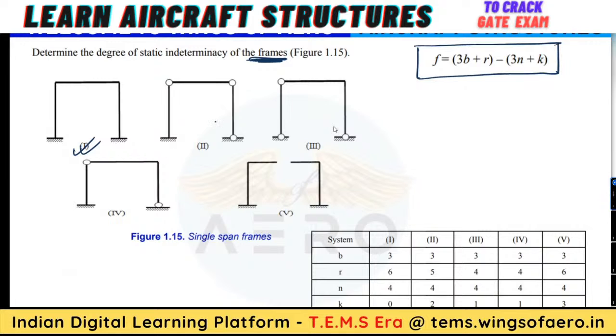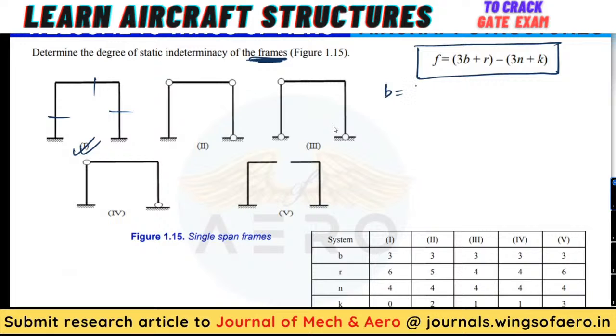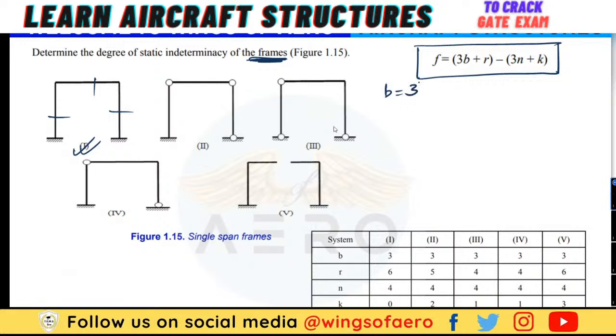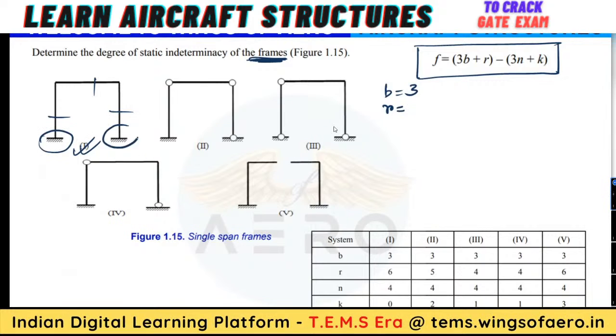Okay. Now what is the number of B for the first one? 1, 2, 3. 3, you have the 3 bars or the members. Next I have the reaction. Right. Now here, what kind of reaction is it? What kind of support reaction is that?